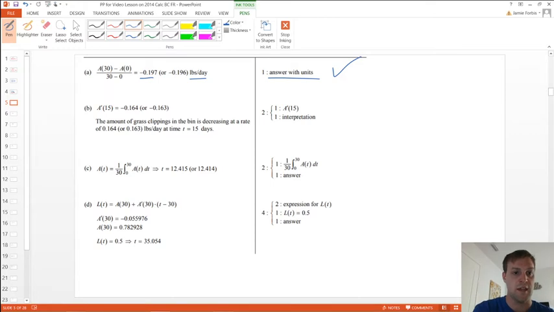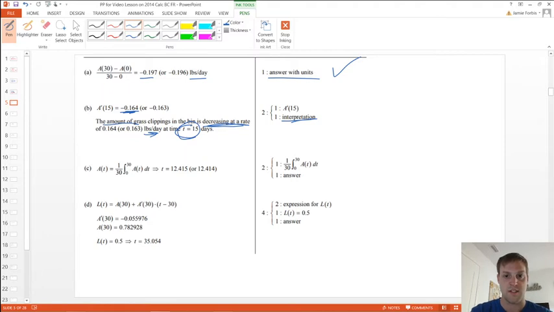The fact that we found that, again, they showed no work because they did it in the calculator. It wasn't required to show work for that one. And that we interpreted it. So the amount of grass clippings in the bin is decreasing at a rate, that's the part they really want to see, of that amount pounds per day. And they want you to specify that it's at time equals 15.